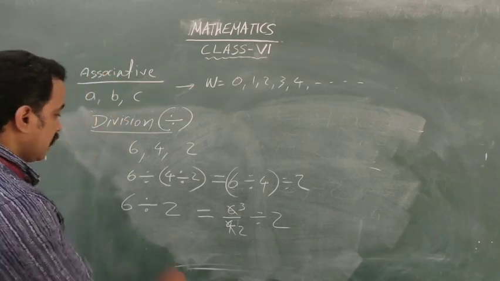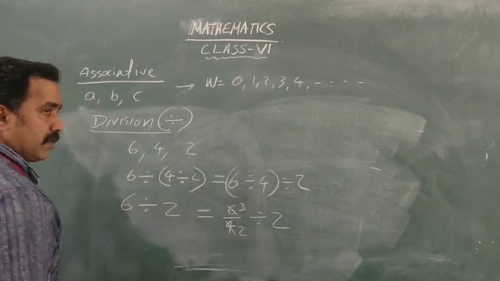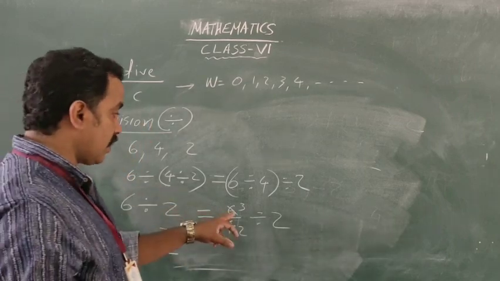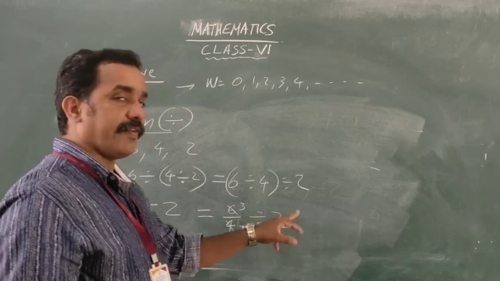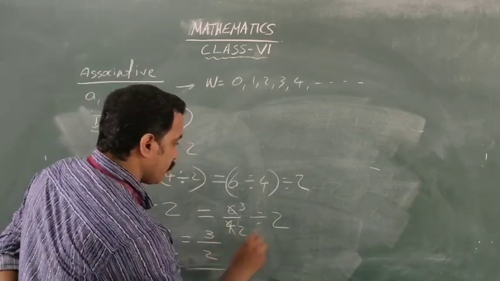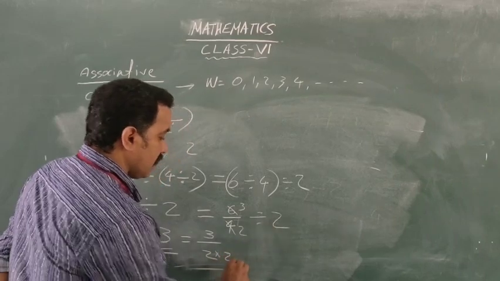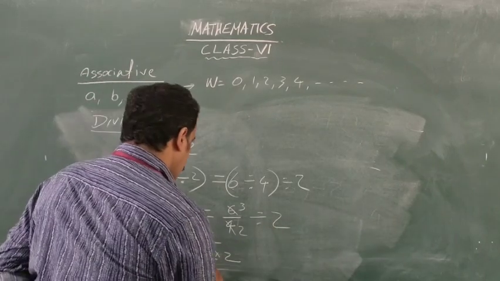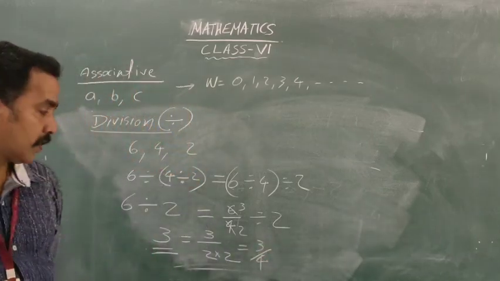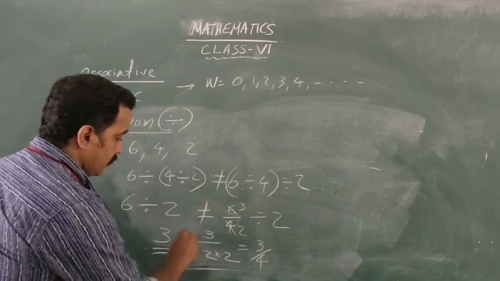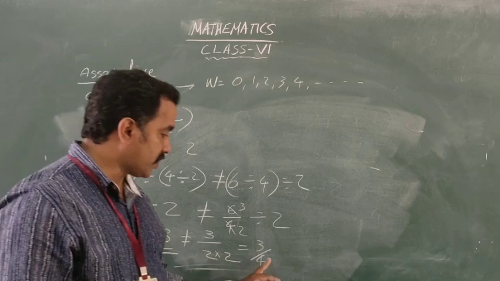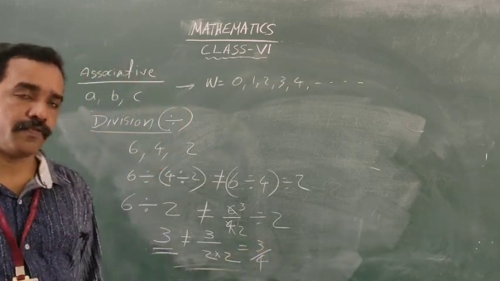In this case, here 6 divided by 2 is 3. We know this side it is 3. But here, 3 divided by 2 divided by 2, that means it is 3 divided by 2. This 2 also will be in the denominator. So this side it is 3 divided by 4. So this is not equal, isn't it? On the left hand side we got 3, on the right hand side 3 divided by 4.